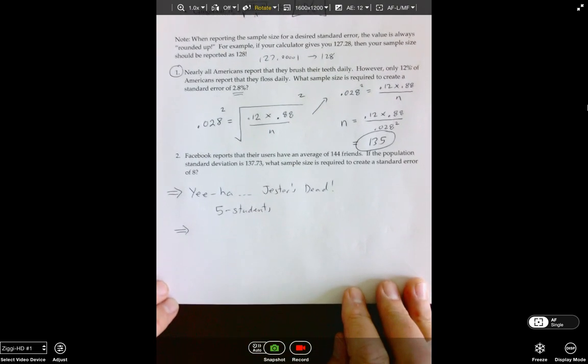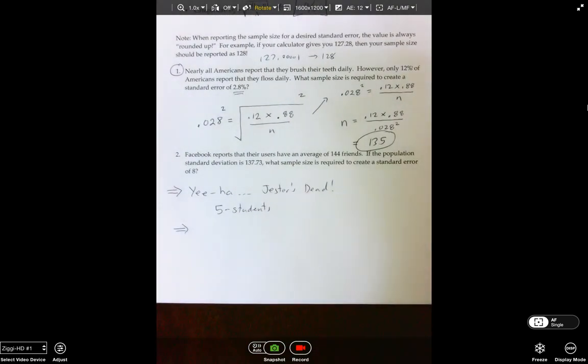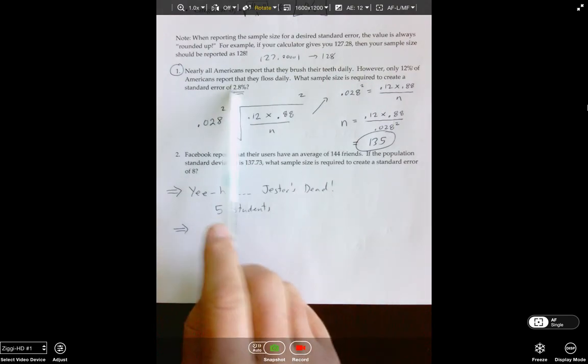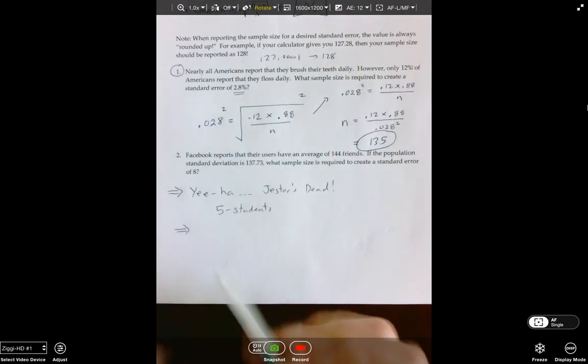All right, guys. Facebook reports that their users have an average of 144 friends. I think that's higher than that now, but whatever. If the population standard deviation is 137.73, what sample size is required to create a standard error of 8? Well, percentage doesn't apply here, so I don't have to convert anything. Numbers are just as they're presented.